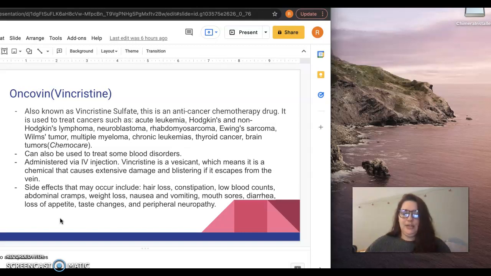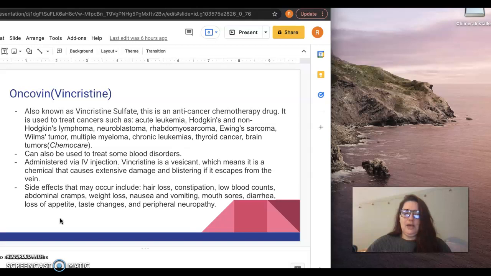It's used to treat cancers such as acute leukemia, Hodgkin's and non-Hodgkin's lymphoma, neuroblastoma, rhabdomyosarcoma, Ewing sarcoma, Wilms tumor, multiple myeloma, chronic leukemias, thyroid cancer, brain tumors, and it can also be used to treat some blood disorders.